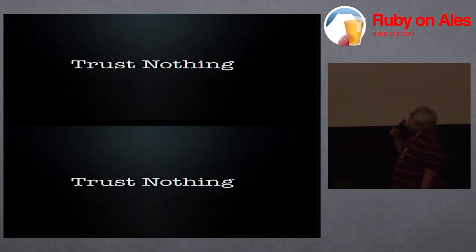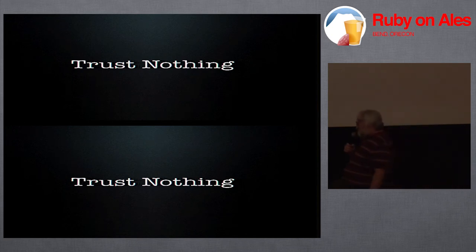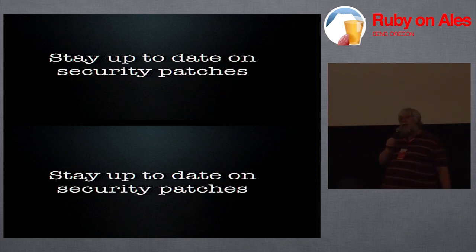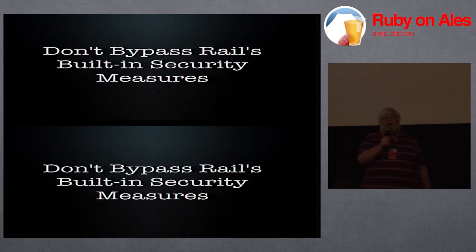In summary, trust nothing. Don't assume that the user is on your side, because he might not be. Stay up to date on security patches. Get the latest patches for Rails, because they constantly fix things as they find holes. And if you're on a back rev, you're probably missing some security issues there. There is a Rails security mailing list; if you're not on it, you should be.